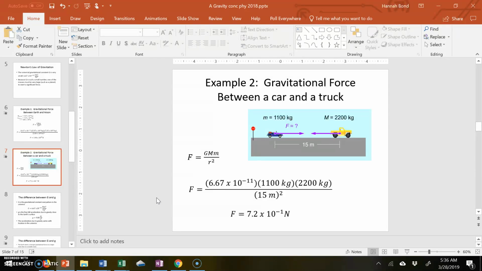But if we took another example of, let's say, a truck and a car, and the gravitational force between them, these are pretty large masses compared to us, right? We would have a hard time lifting them or pushing them around. But even though those masses are fairly large relative to us, when we calculate the force of gravity that they exert on each other, we only get 0.7 newtons. So it's a pretty negligible amount.